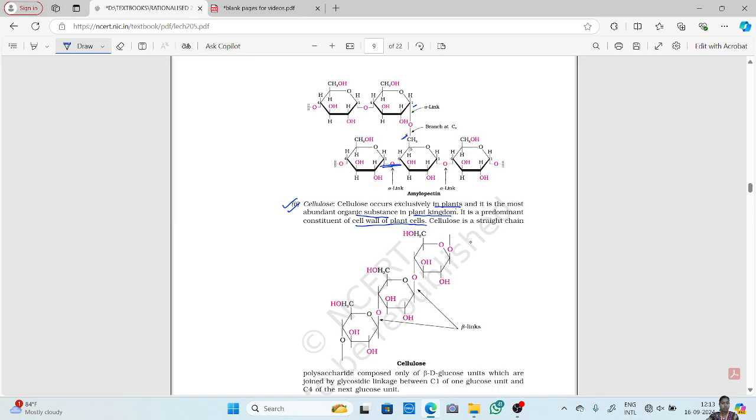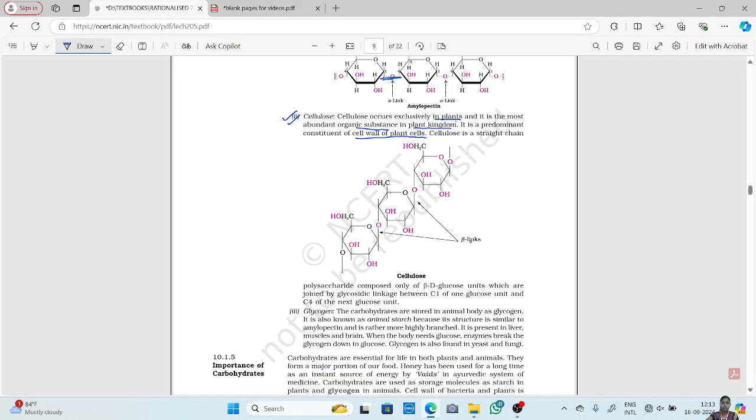Now where is this cellulose found? Cellulose is a predominant constituent of the cell wall of plants. Cellulose is a straight chain polysaccharide composed only of beta D glucose units, which are joined by a glycosidic linkage between C1 of one glucose unit and C4 of the next glucose unit. So cellulose is a straight chain structure, and you can see this is cellulose.